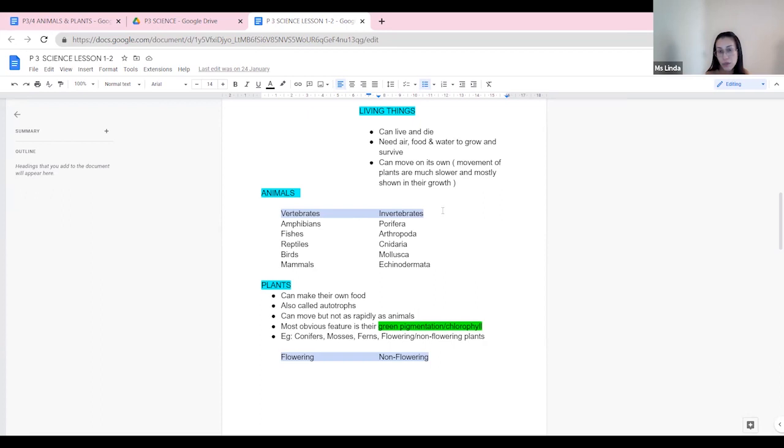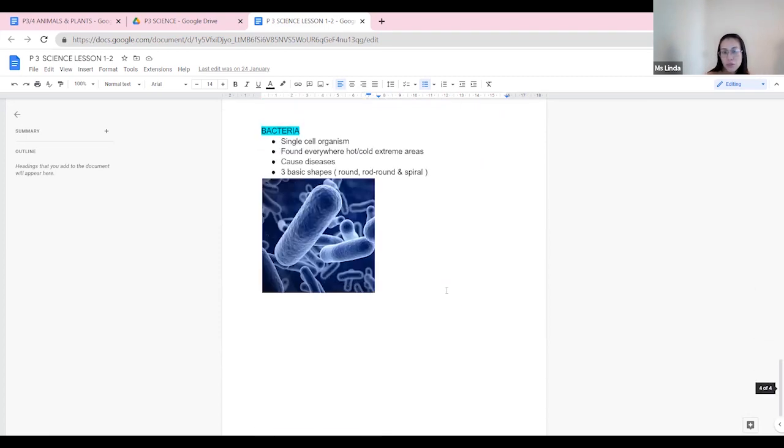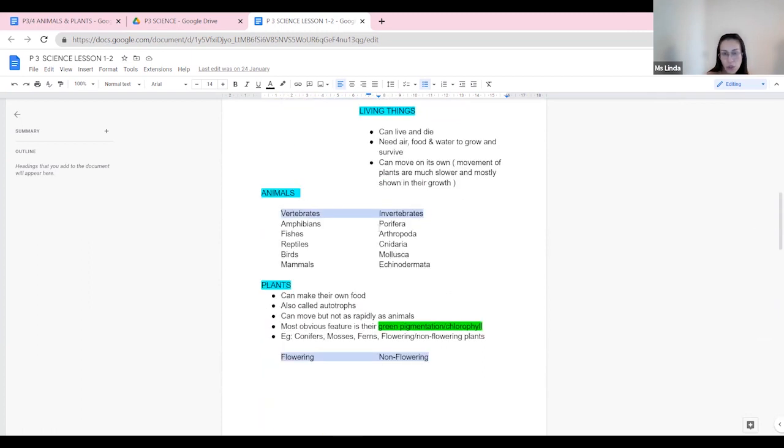Okay, now invertebrates. I think all these names look very unfamiliar to you, but they are basically different groups of animals without bone structure. We will go into further detail as we go along, but you just need to know some of it. You don't really need to memorize or spell it because they are not tested in this way. You just need to know vertebrates and invertebrates.